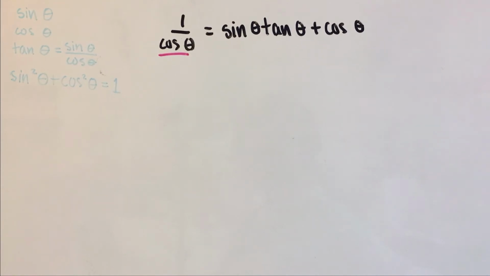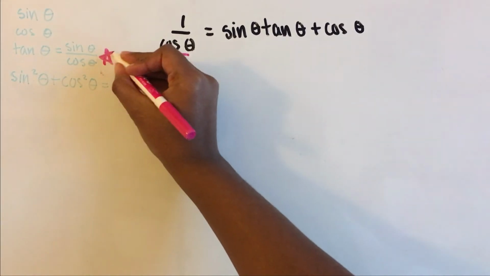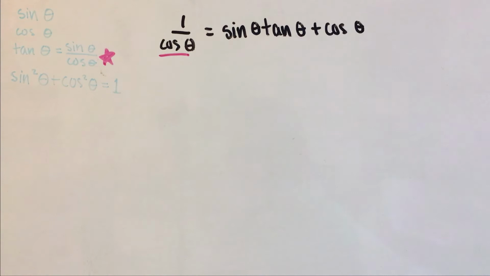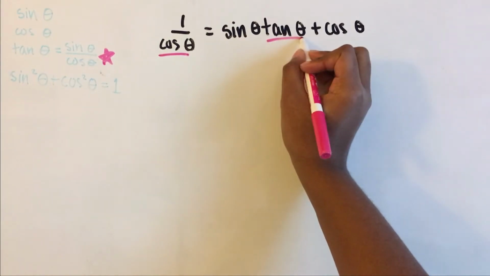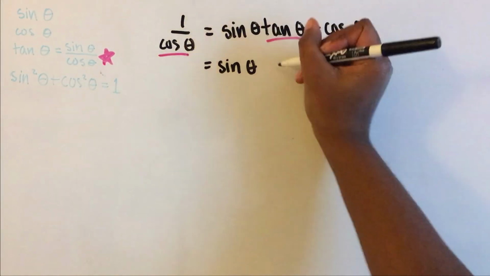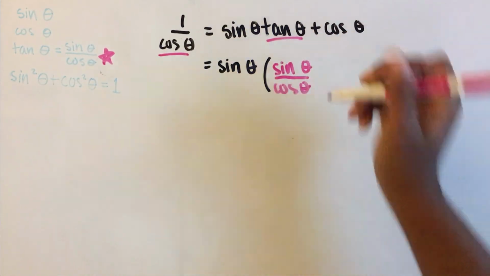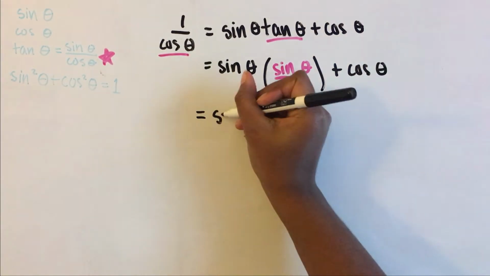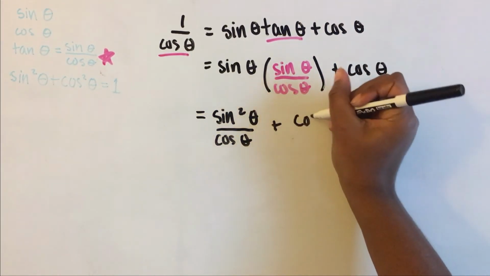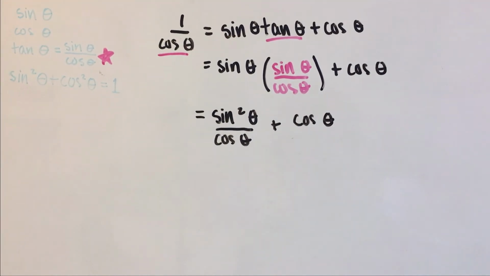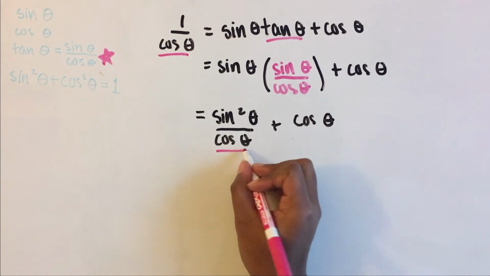If you remember our basic functions, you know that tangent theta is equal to sine theta divided by cosine theta, so we can substitute that in here. Multiply it out and we're left with sine squared theta divided by cosine theta plus cosine theta. But we're not at one fraction yet, so let's continue combining. The easiest way to do that is by using a common factor to add these two terms.